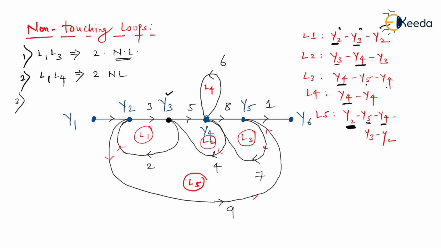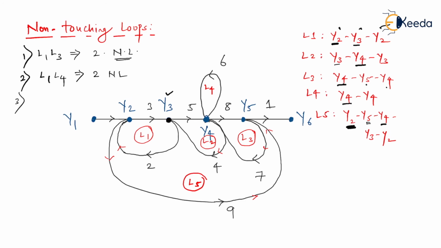Now what does that mean? Now I'm not going to compare L1 and L2 with any other loop. Now I'll start comparing L3 with L4. As you can see, Y4 is a common node between L3 and L4. Even L3 and L5, as you can see, Y4 is a common node, so L3 and L5 cannot be two non-touching loops. In fact, now compare L4 with L5. Again Y4 is the common node between them. Therefore, L4 and L5 cannot be two non-touching loops.